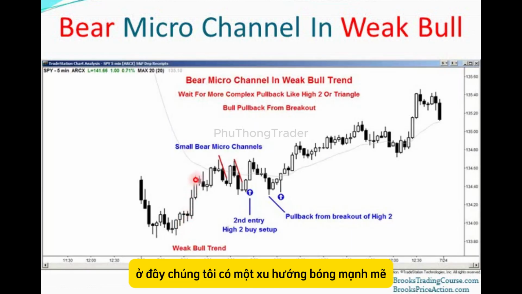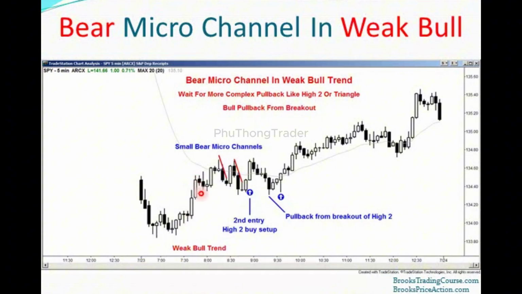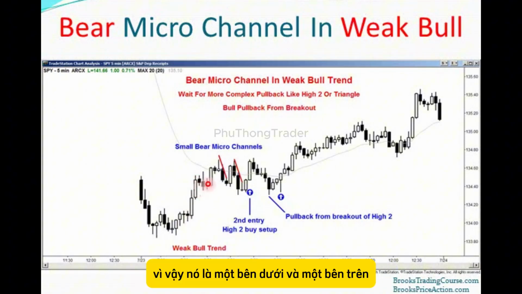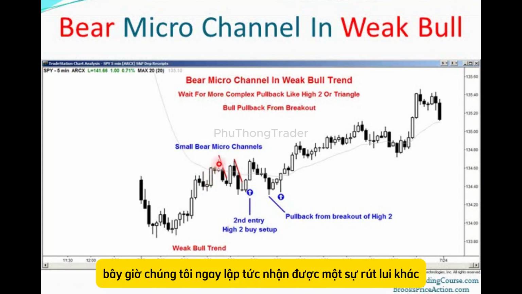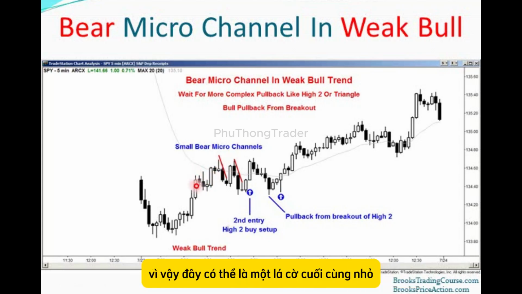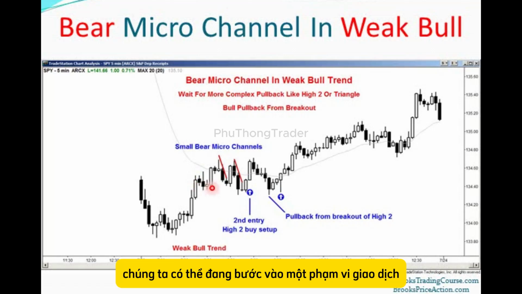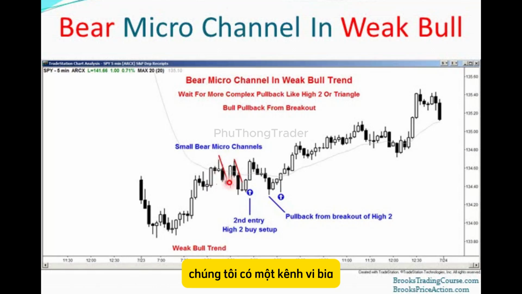Here we have a strong bull trend, and we have a pullback. So it's a buy below and a buy above. Now we're immediately getting another pullback, so this might be a small final flag, and we might be entering a trading range. So it's no longer as strong a bull trend. We have a bear microchannel.